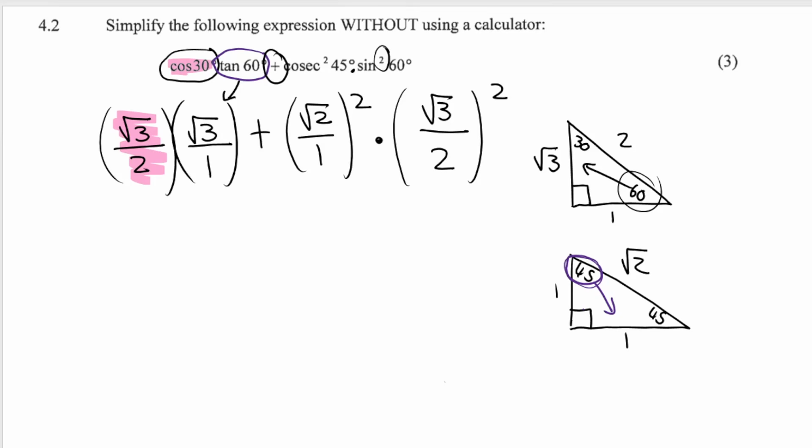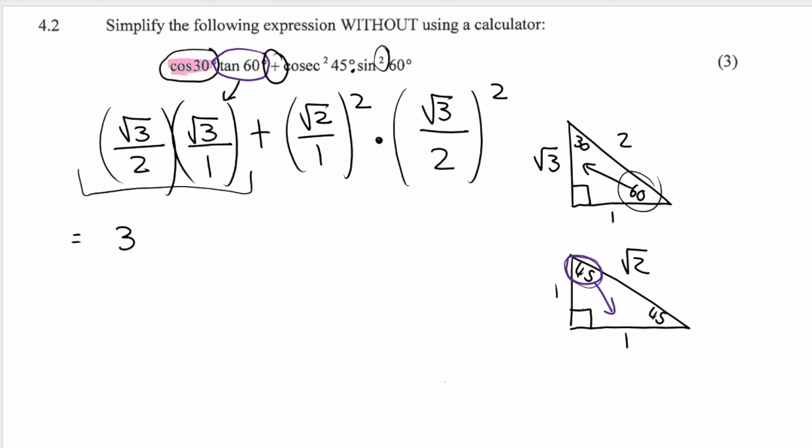Now it says without using a calculator. So we need to do this properly, do order of operations properly without using a calculator. You can use a calculator to check if you're right. So first we are going to multiply these two together. Square root 3 times square root 3 is 3. If you have a square root times a square root, the square roots cancel basically.